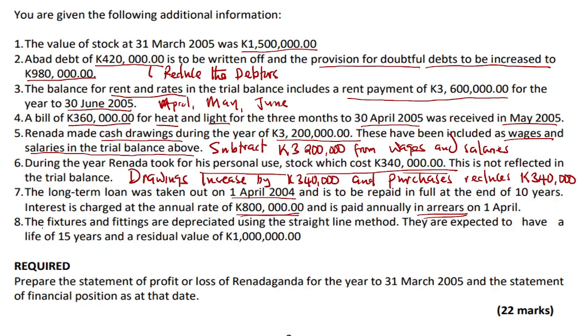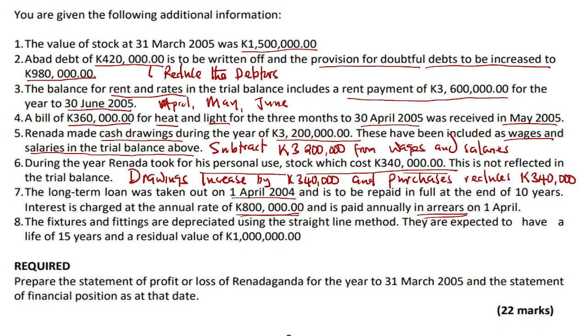Number 8, fixtures and fittings depreciate using the straight line method. They are expected to have a lifespan of 15 years and a residual value of this much. I'll also explain the two types of depreciation and how we calculate them, just in case you come across different types in another question.